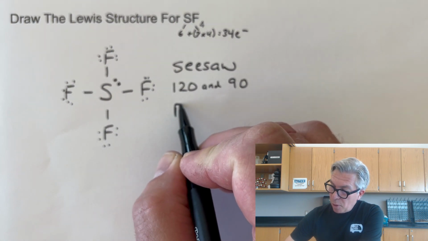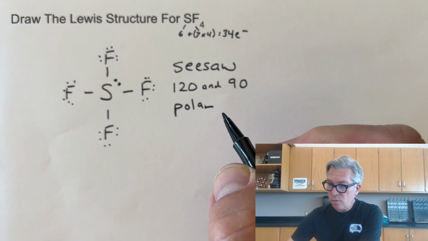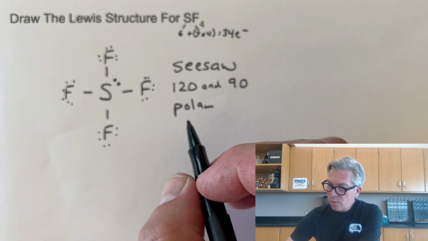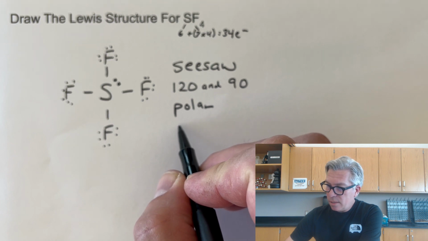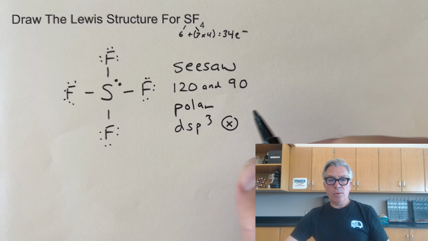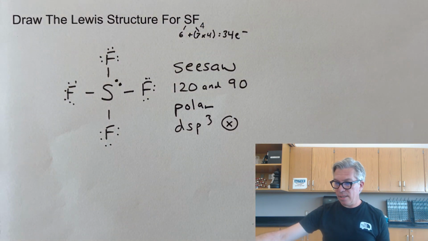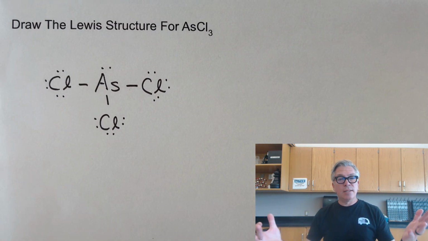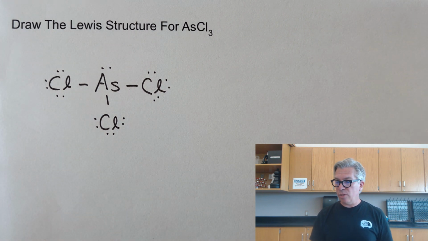It'll probably be polar, sort of a lopsided situation. And if you ever needed to know its hybridization, this one would actually be dsp3 hybridized. Although I've been told, like I said, that one probably won't be appearing on your AP exam anytime soon. All right, so your turn. Take a moment. You probably drew AsCl3 like this. Take a moment, see if you can classify its geometry.